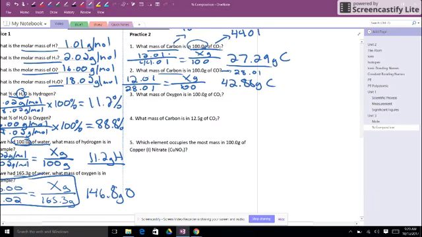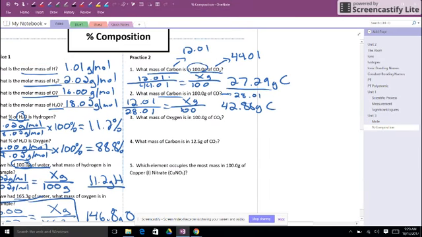I'm going to skip down here to 4 just so we can get another one so we're not dealing with 100. So what mass of carbon is in 12.5 grams of CO2? 12.01 grams for our carbon. That's our part. The entire thing is 44.01 grams. That's going to equal X grams over 12.5 grams, what we were given. So we're going to divide 12.01 by 44.01 and then multiply that by 12.5, and we find that there are 3.41 grams of carbon found in 12.5 grams of CO2.